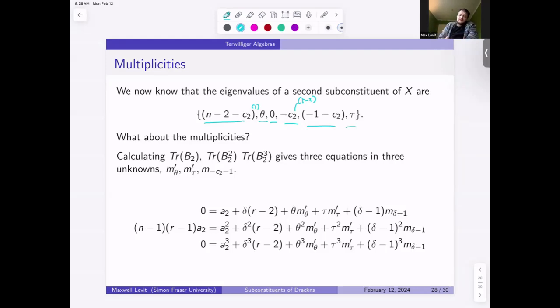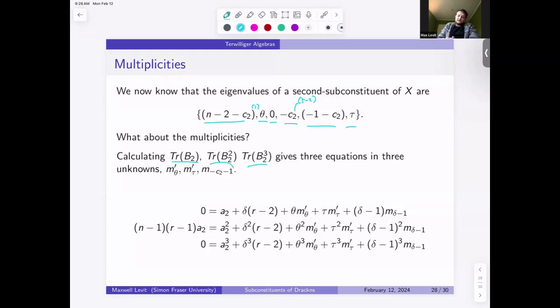And now we can bring in one of our standard algebraic graph theory tricks of calculating the trace in two ways. We can use the trace to count walks of certain lengths on the one hand, and on the other hand, give sums of powers of the eigenvalues and set up a system of equations, which is now going to be a system of equations with 3 variables, the remaining multiplicities.